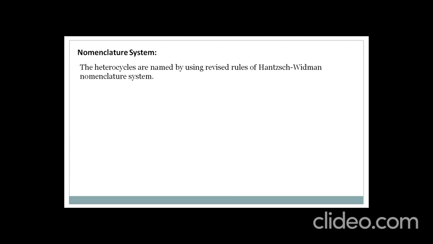Now about the nomenclature given to these heterocyclic compounds. The heterocycles are named by using revised rules of the Hantzsch-Widman nomenclature system. Here we discuss monocyclic compounds containing a single heteroatom, and we use some rules for this. First, a heterocyclic system is named by combining one or more prefixes for the heteroatoms with the stem. So first is the combination of these prefixes with the stem.